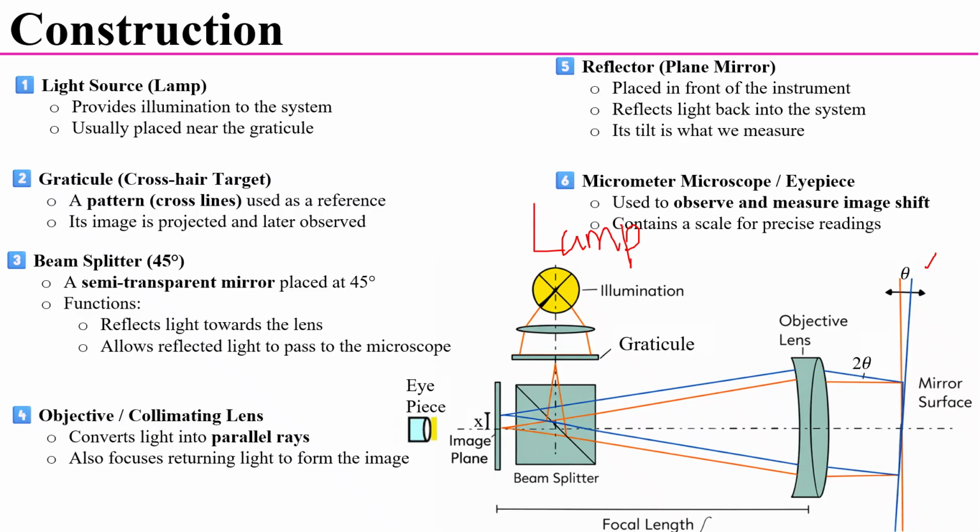And next instrument is the micrometer microscope or the eyepiece. Generally, the eyepiece or the micrometer microscope is used to observe and measure the image shift. So we have to see here. With the help of the eyepiece or the microscope, we can observe and measure the light shift. It contains a scale for precise readings. So this is the construction of this autocollimator.